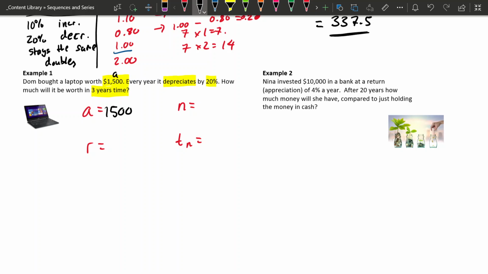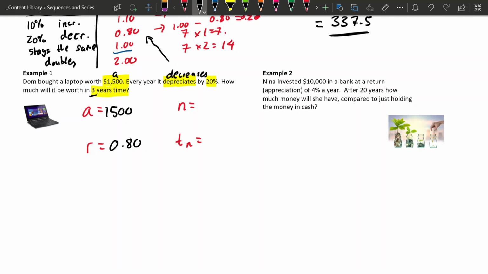Okay, depreciates means decreases. So it decreases by 20%. We just figured that out above. So that's going to be 0.80. That's what our R is. So decreasing by 20% means our R is 0.8.